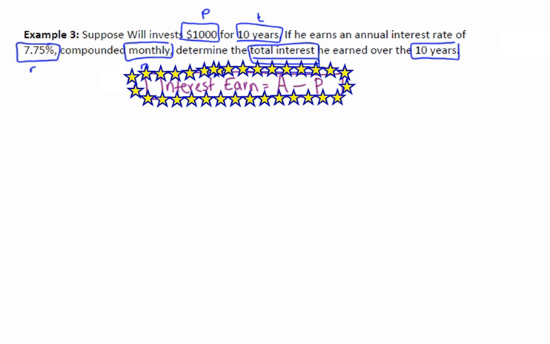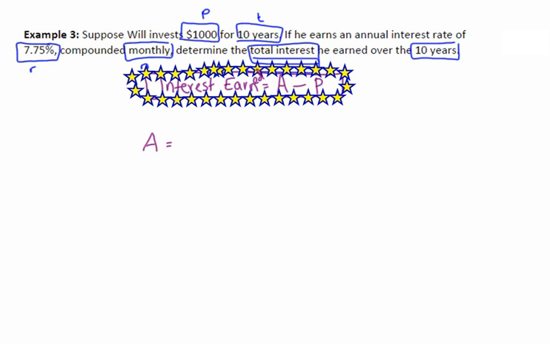Interest earned, oh, I should add ED there. Earned, interest earned. Okay, so we still need to find A.